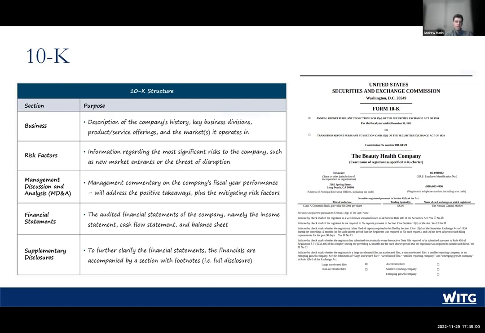And then there's also, like I mentioned, supplementary disclosures. These clarify the financial statements and also provide footnotes, and just really provide all the information that an investor would need to understand the business.